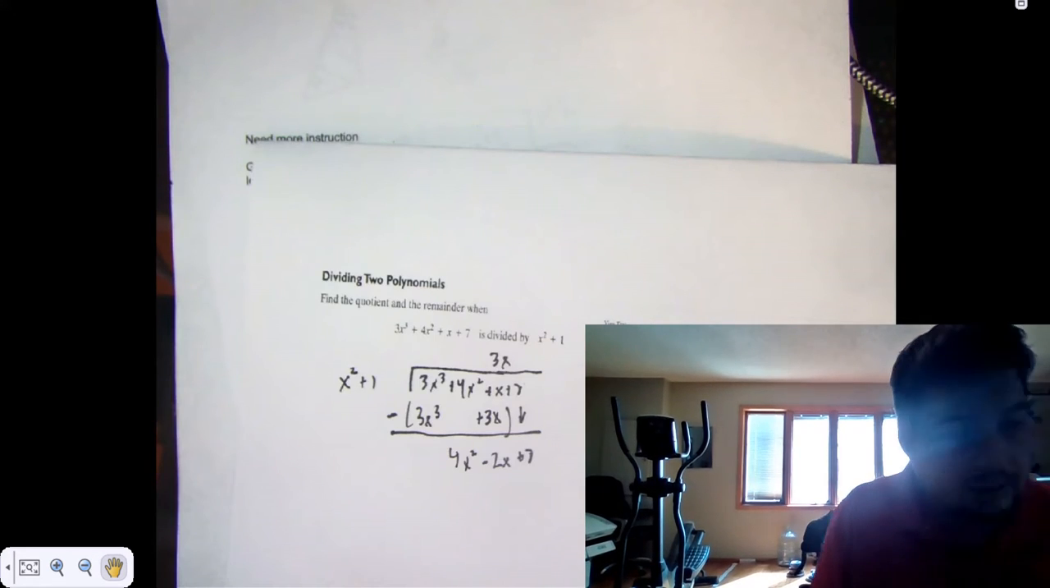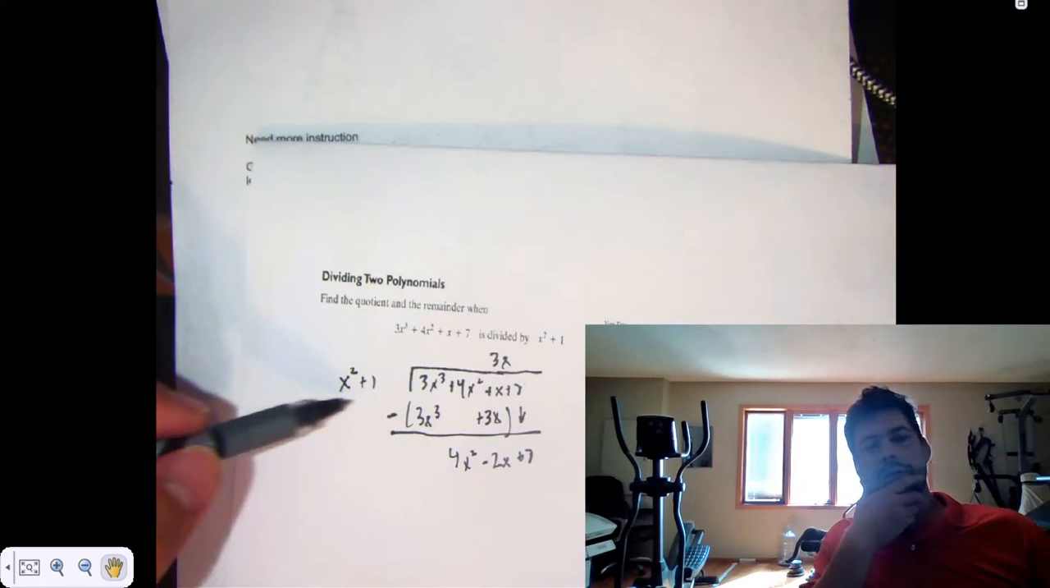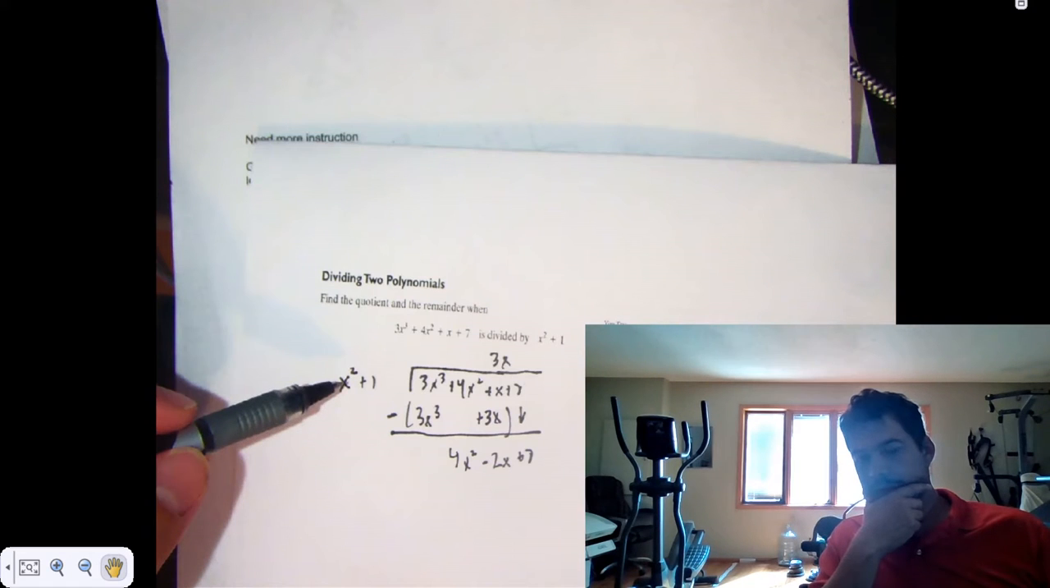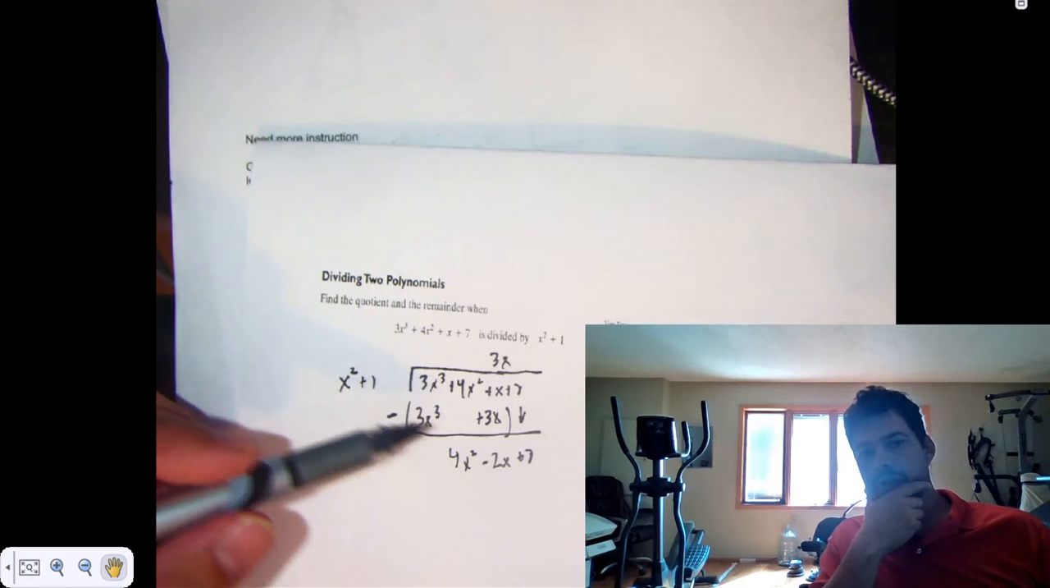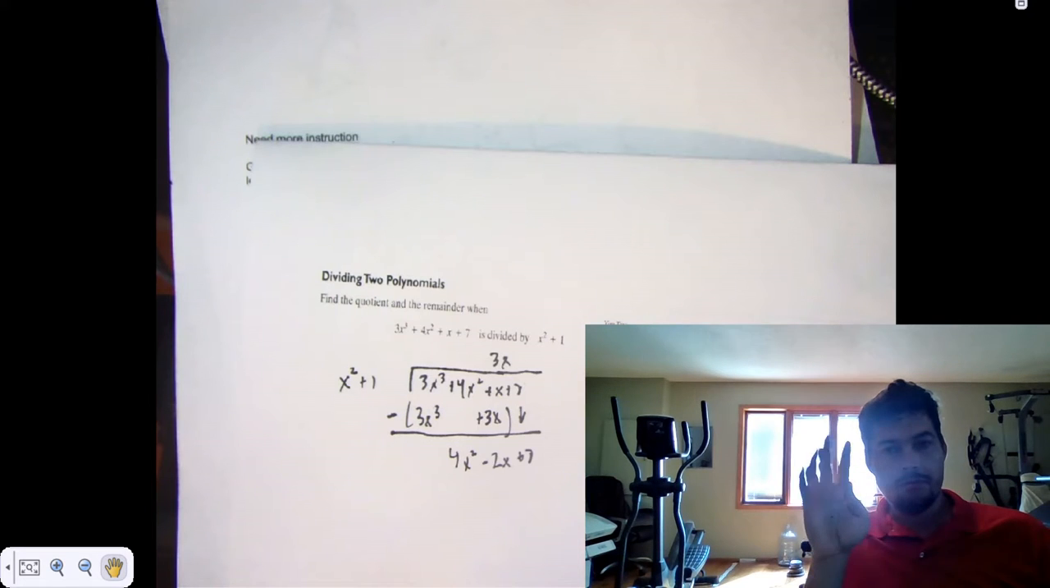So new goal here, what do we want to turn x squared into? Well, there's 20 of you. Somebody has to know. We want to turn x squared into 4x squared. How do you do that? Multiply by 4.